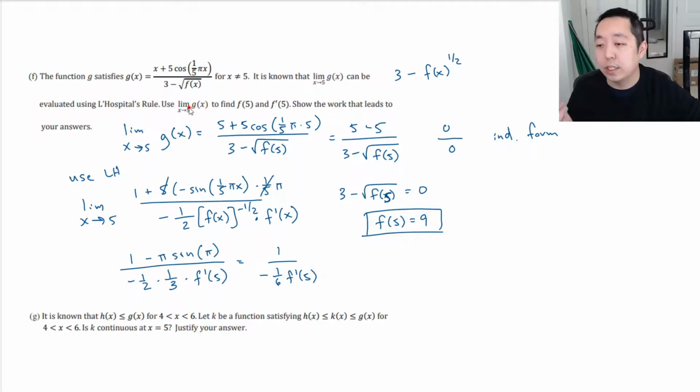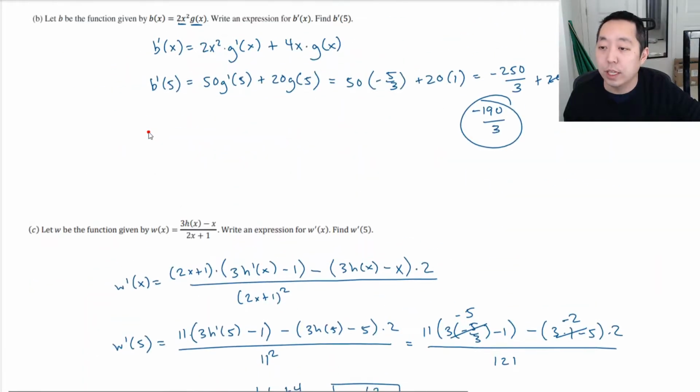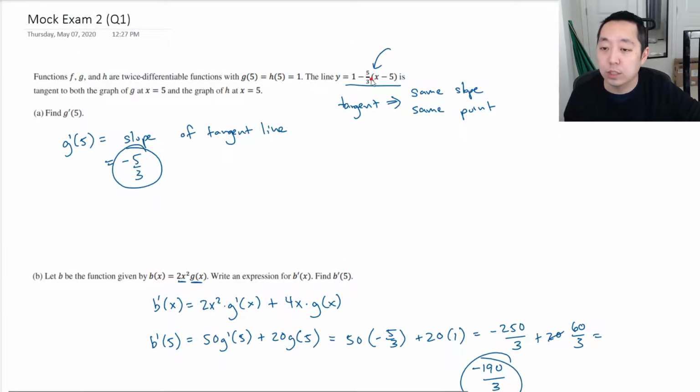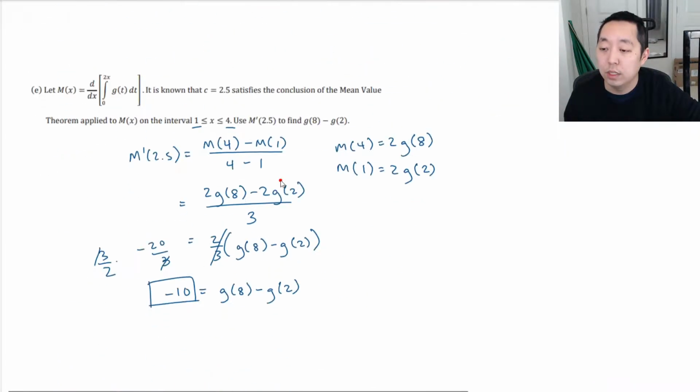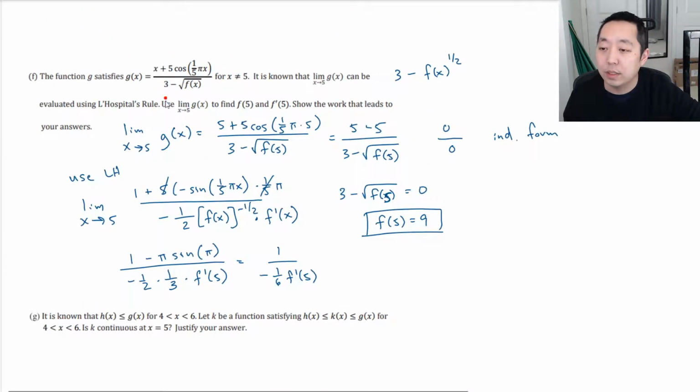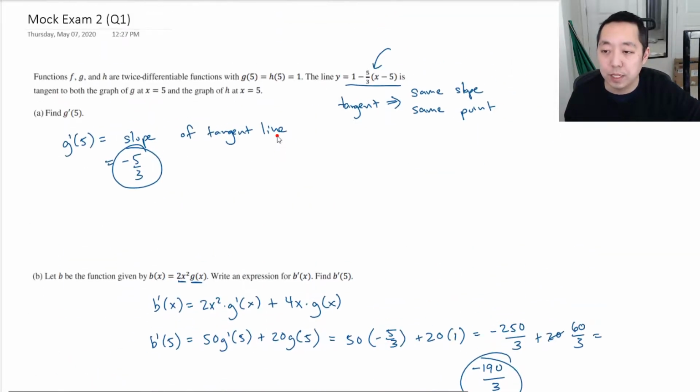So this limit as x approaches 5 should equal g of 5, right? This whole thing needs to equal g of 5. And we know that g of 5 is equal to 1 because they told us g of 5 is equal to 1. So this limit has to exist. It has to equal 1. And they told us it's differentiable. Because it's twice differentiable, it's continuous also. That implies it's continuous.